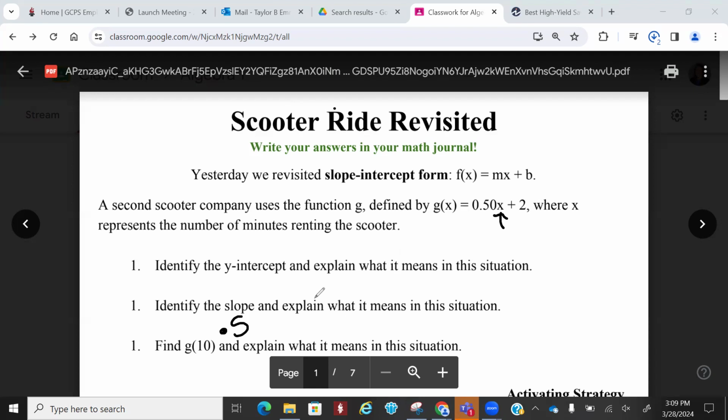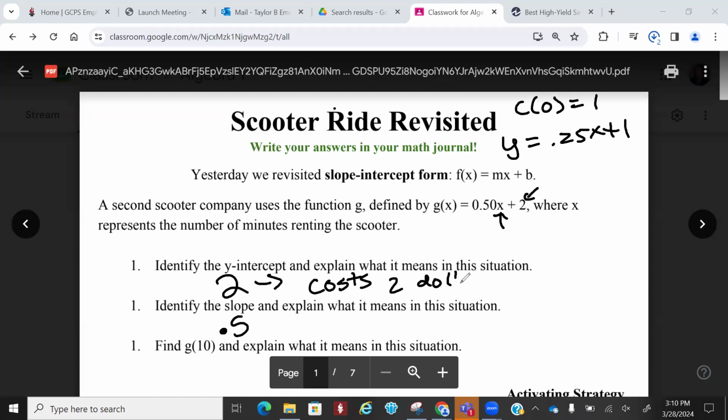Okay, so that's 0.5. What does this 2 represent? Okay, I'm sorry, the y-intercept. So 2 is the y-intercept. But what does it mean in context? What did it mean in our last problem? This was our equation, right? We got C of 0 equals 1. Where did that come from? How much money it costs to unlock. Right. So it costs $2 to unlock.